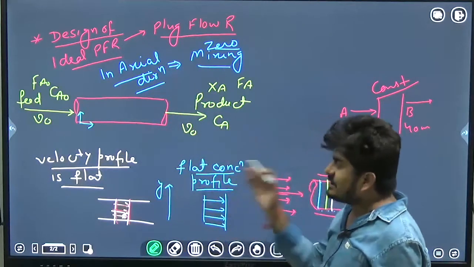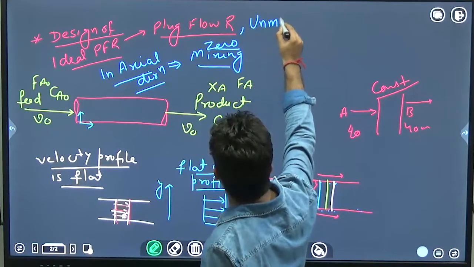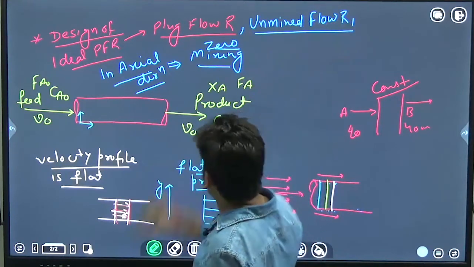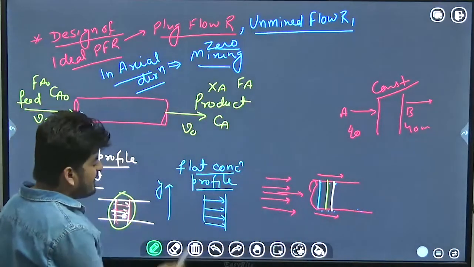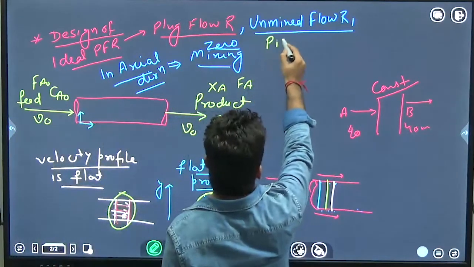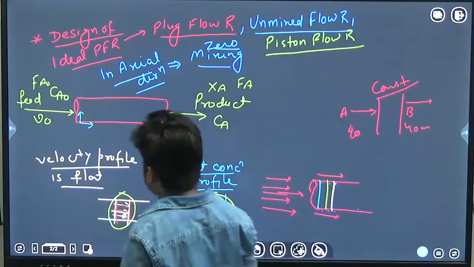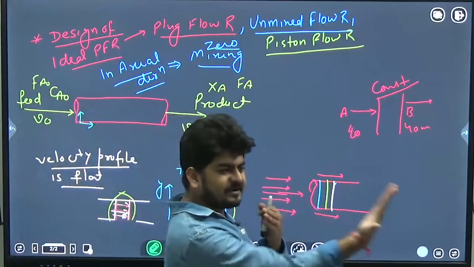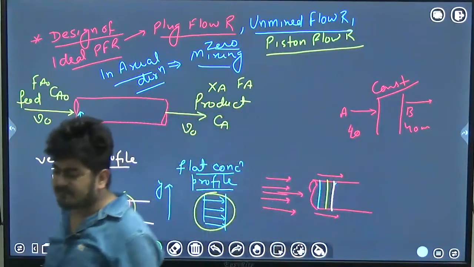And as in the axial direction mixing is zero, this is also known as unmixed flow reactor. And since the velocity profile is flat and the concentration profile is flat, this is also known as piston flow reactor. If you know the cylinder and piston assembly, the movement of the piston is flat inside the cylinder. So that's why this is also known as piston flow reactor.